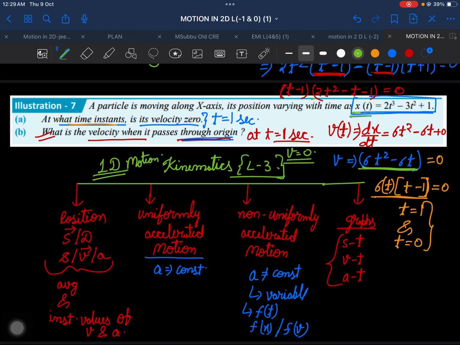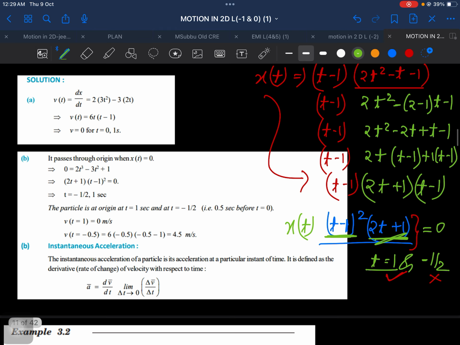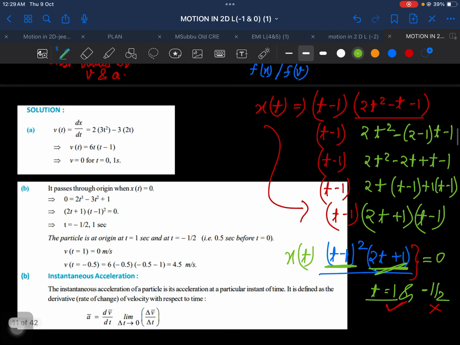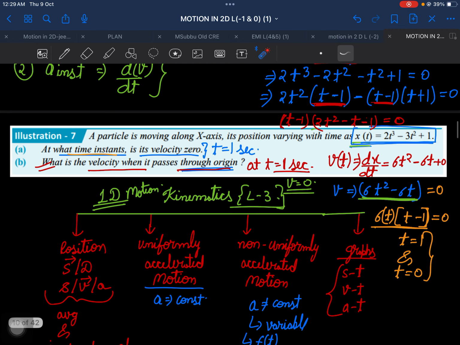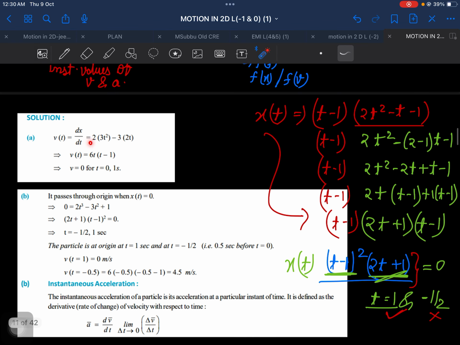Okay, we can also see the solution of this. The solution has been attached here, right? So this is the solution. In the first case, the question asked, at what time instant is its velocity 0? So first you have to find the velocity, you have differentiated xt, and you have to make it 0. So velocity is 0 at t equals 1 second.